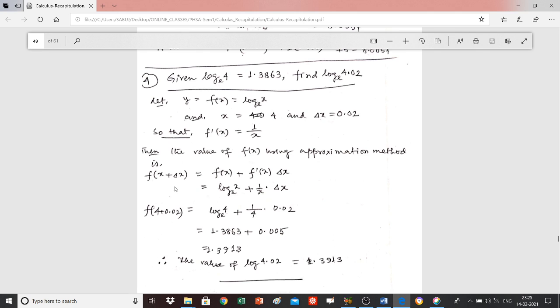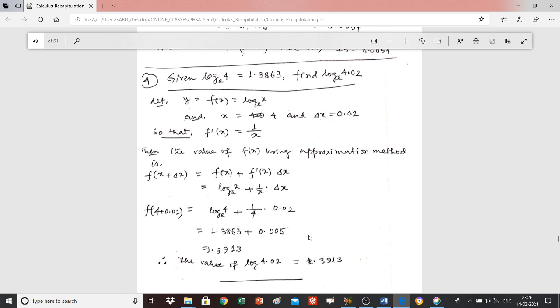The approximated value using the approximation method is f(x + Δx) = f(x) + f'(x)Δx, so log_e x + (1/x)Δx. Substitute the values: log_e 4 plus 1 by 4 into 0.02. After calculation, the value of log 4.02 is 1.3913. So this is the value.